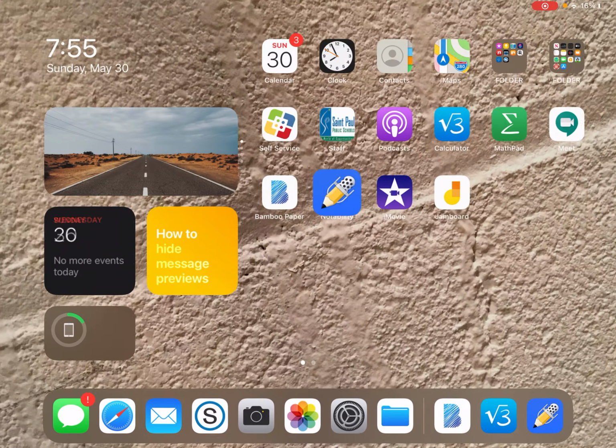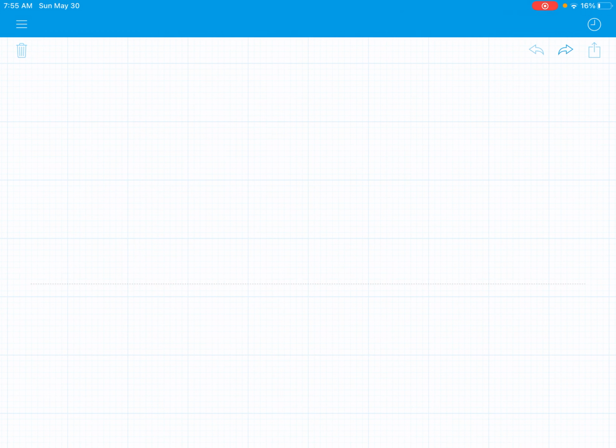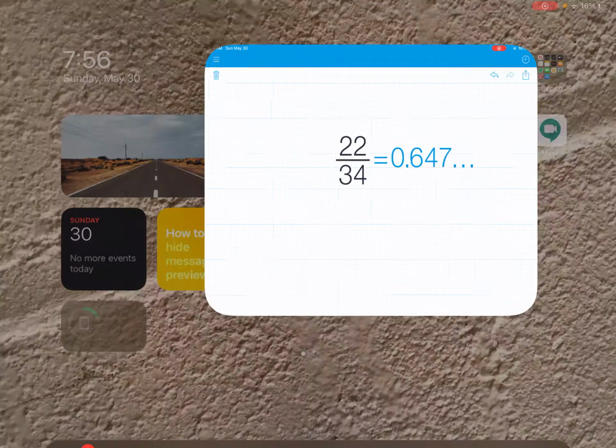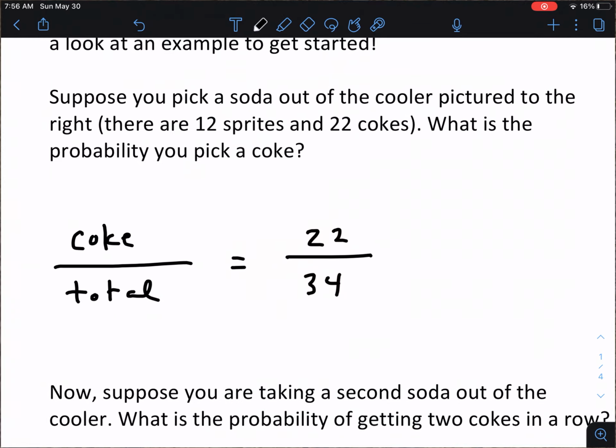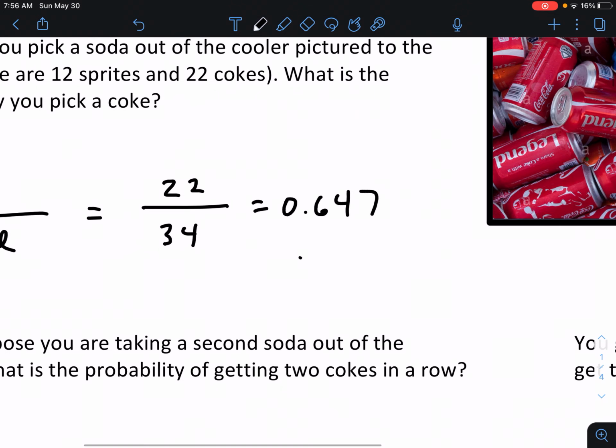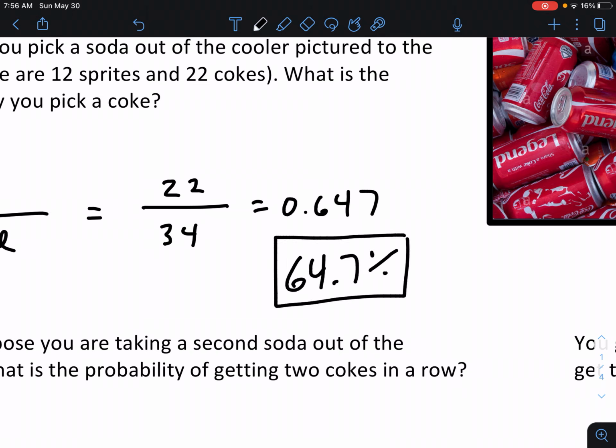And we should probably go to our calculator and do 22 divided by 34 and see what we get. We get 0.647. So I'm going to go ahead and write that down as my percentage, right? So actually, let's go decimal. And then we can turn that into a percent, 64.7%. Okay, so if you grab a random can out of the cooler, I don't know if many people do that, but there's a 64.7% chance you're going to get a Coke.